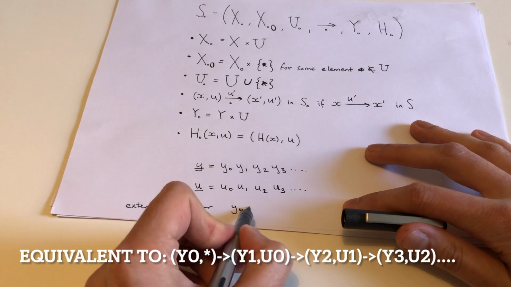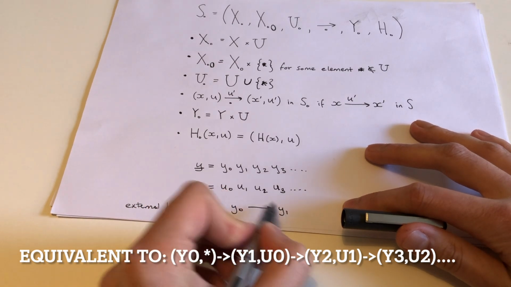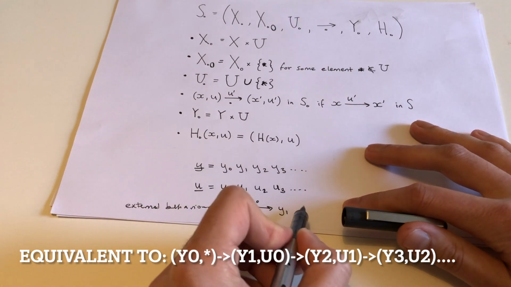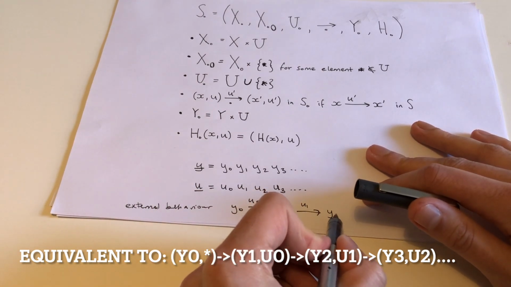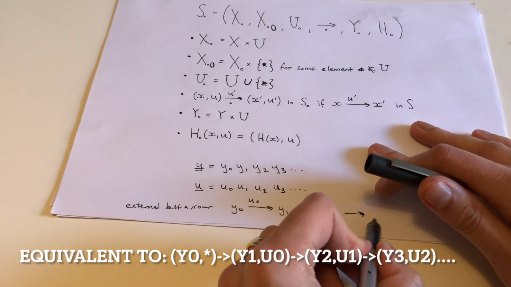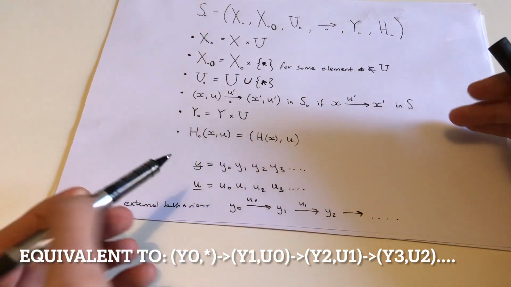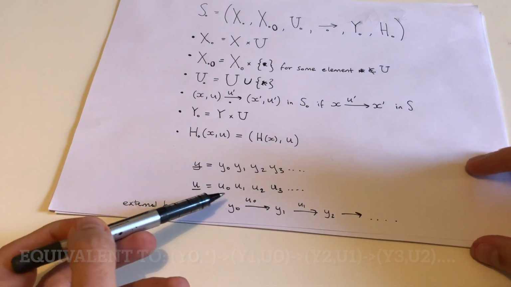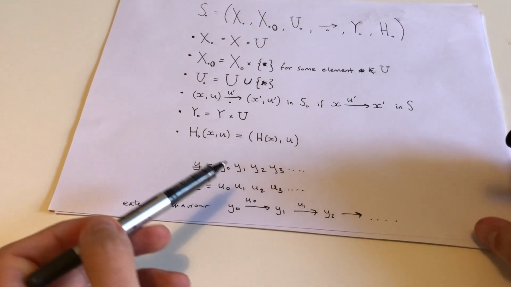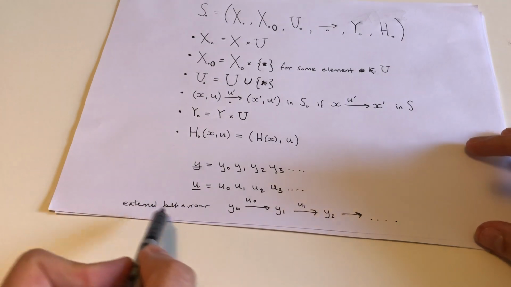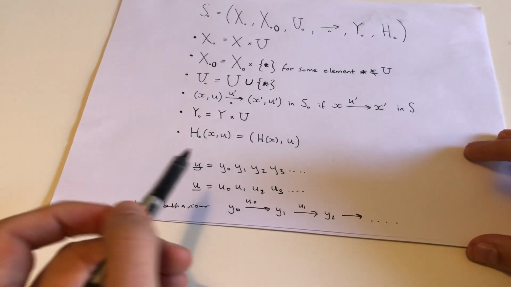So in essence, our external behaviour can now be shown like this, where we now know what u0 is, we now know what u2 is, etc. And this is really helpful because we can now infer some properties potentially based on these inputs, which are now externally visible, not just internally.